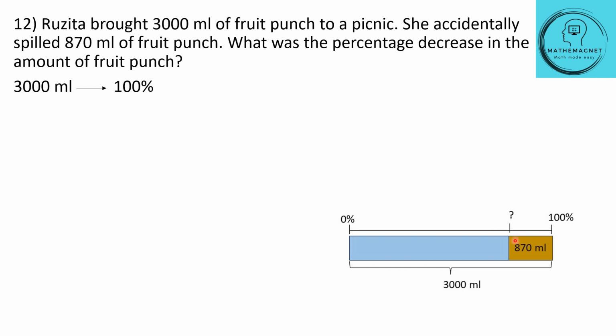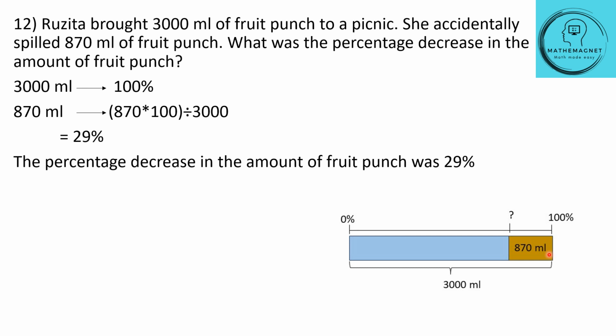Okay, so let's begin by solving. 3000 ml is 100%. For finding the percentage decrease, we know that it is reduced by 870 ml. So we need to find how much percentage this 870 ml contributes. 870 ml will be equal to 870 into 100 divided by 3000, which is equal to 29%. So basically she has spilled 29% of the juice. So the percentage decrease is 29%.